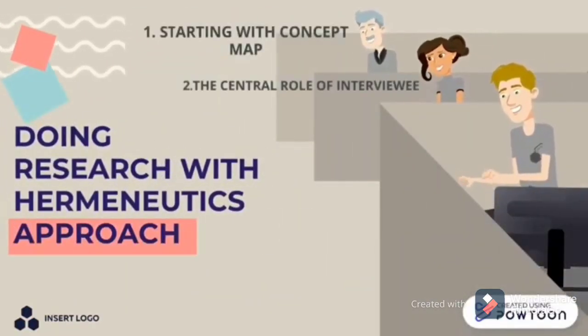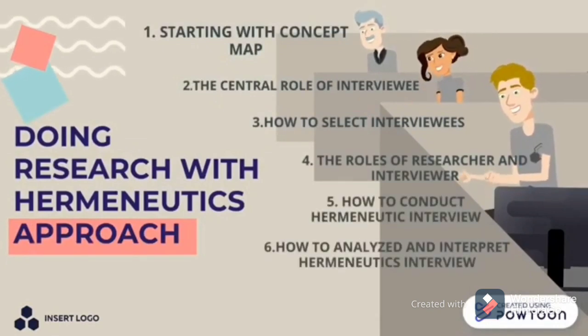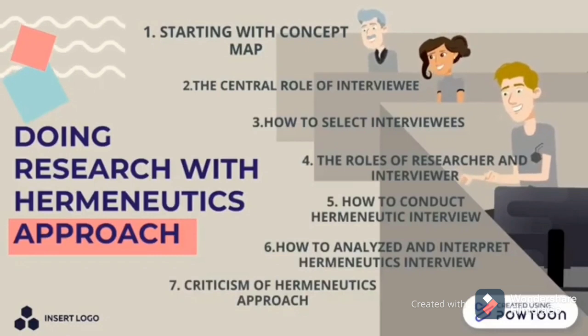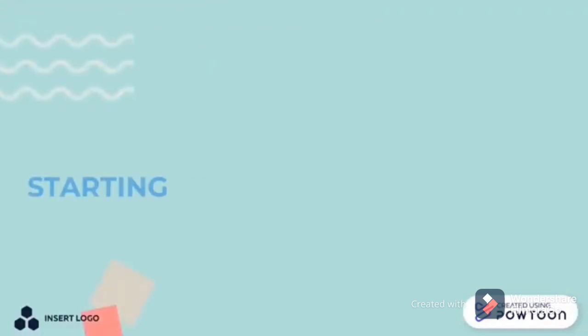There are seven steps of doing research with the hermeneutics approach. First, starting with a concept map. Second, the central role of the interviewee. Third, how to select interviewees. Fourth, the roles of researcher and interviewer. Fifth, how to conduct a hermeneutic interview. Sixth, how to analyze and interpret a hermeneutic interview. And the last is criticism of the hermeneutics approach.